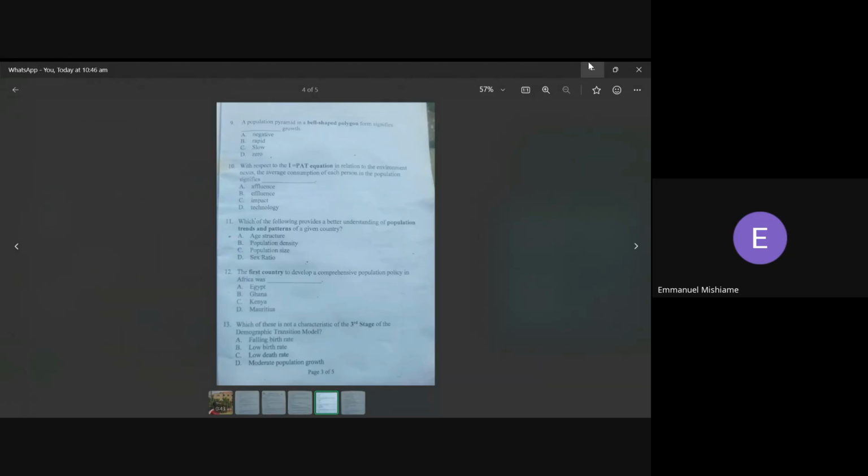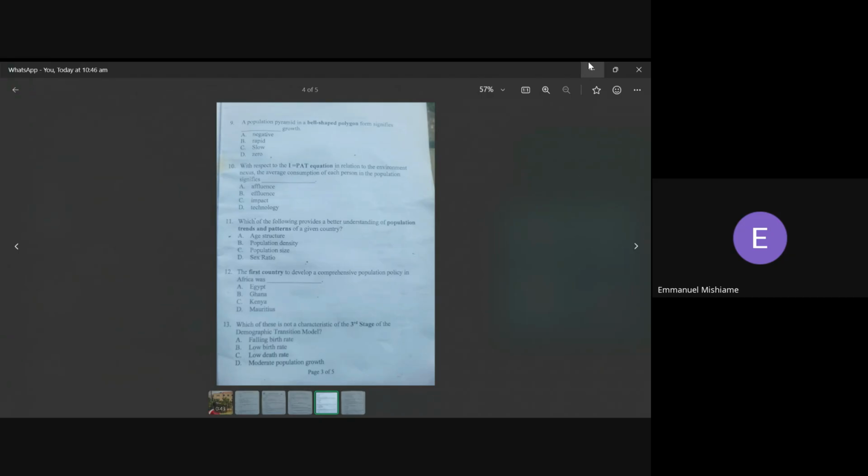So all those who said age structure are wrong. The answer is population size, because all of those other things are aspects under it. Anyway, the answer is population size because age structure is an aspect under population size.